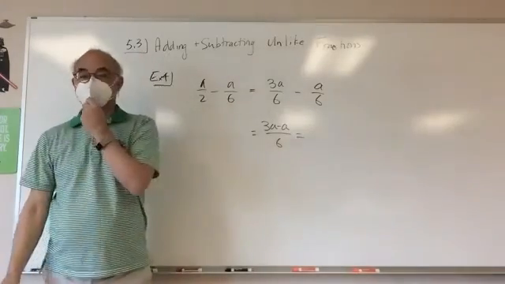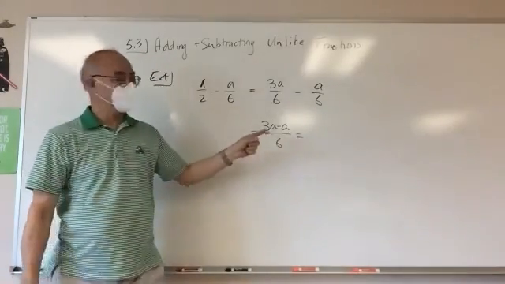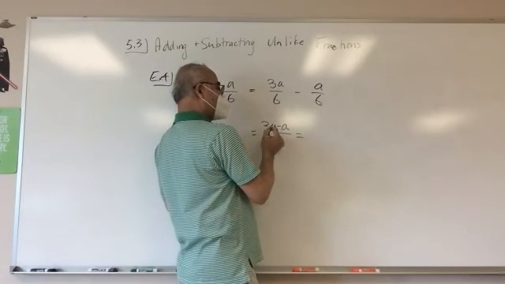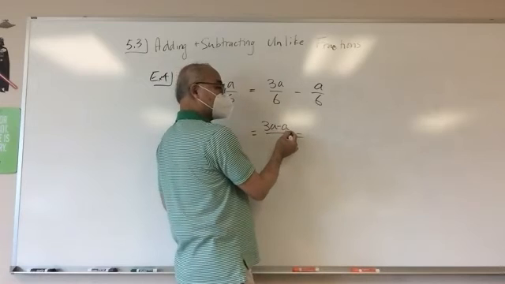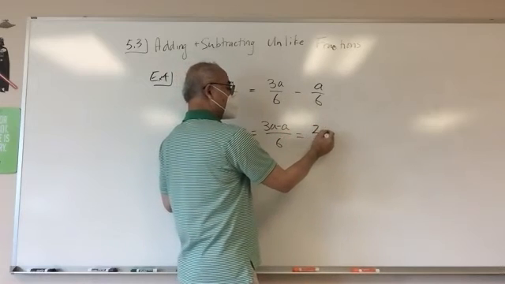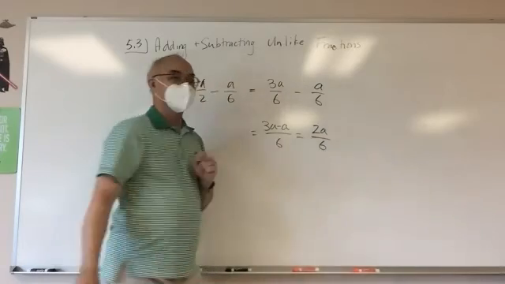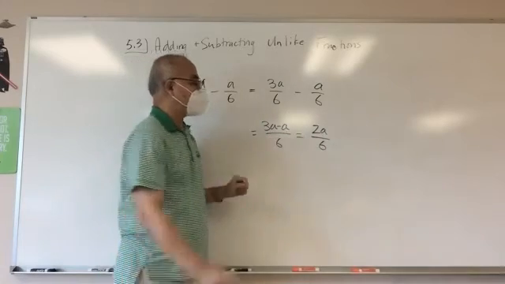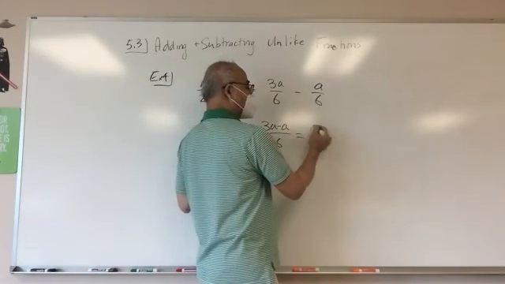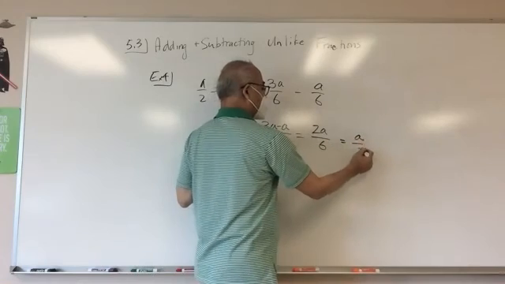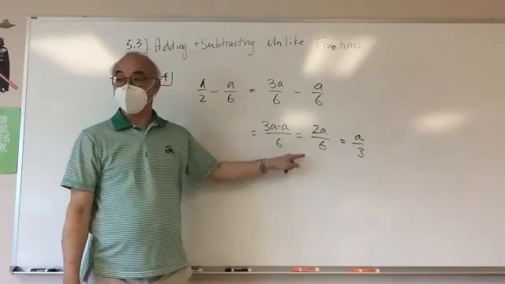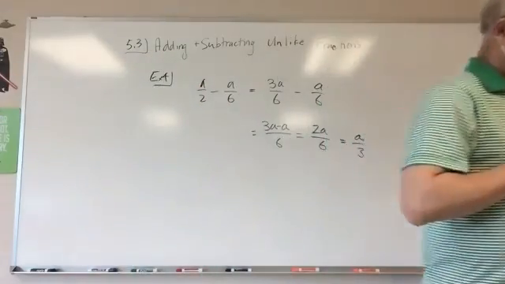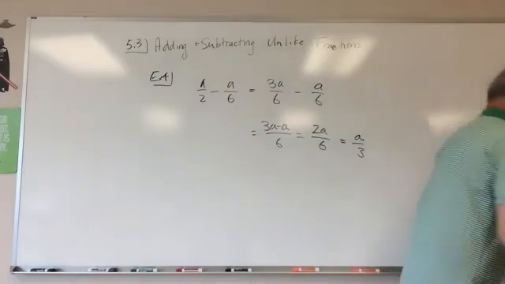So 3a minus a is how many a's left? No, I had 3 a's, and I subtracted one of them away. So I'm going to have 2 a's left, right? Does that make sense? You get that? I had 3. I took one away, so I have 2 left. But then the 2 and the 6 can be simplified, right, to a over 3 if I divide top and bottom by 2. So that will be your final answer. Okay. With that, we are done.